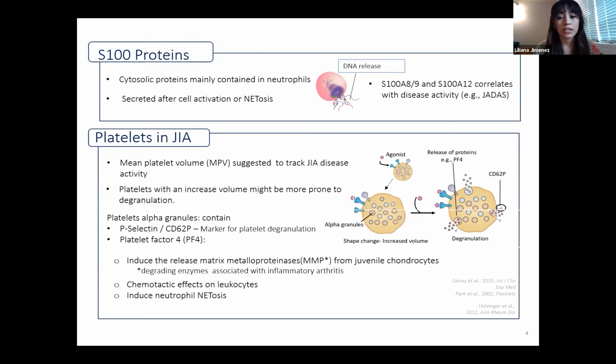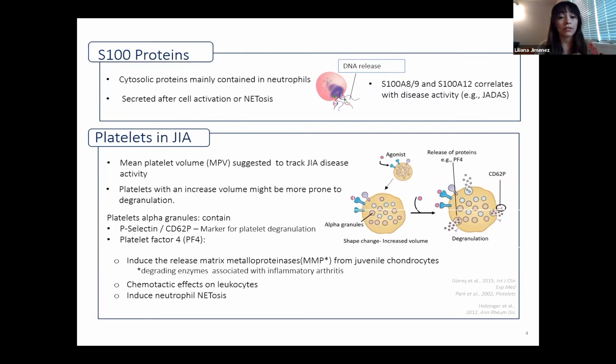So based on this, we focus our research on the proteins contained in the platelet granules, specifically CD62P and platelet factor 4. As most of us know, CD62P, or P-selectin, is commonly used as a surrogate marker for platelet degranulation, and it can be detected on the surface of the platelet by flow cytometry analysis.